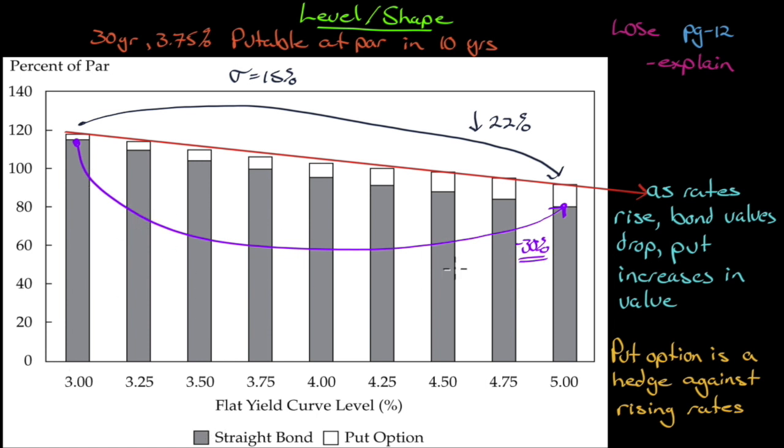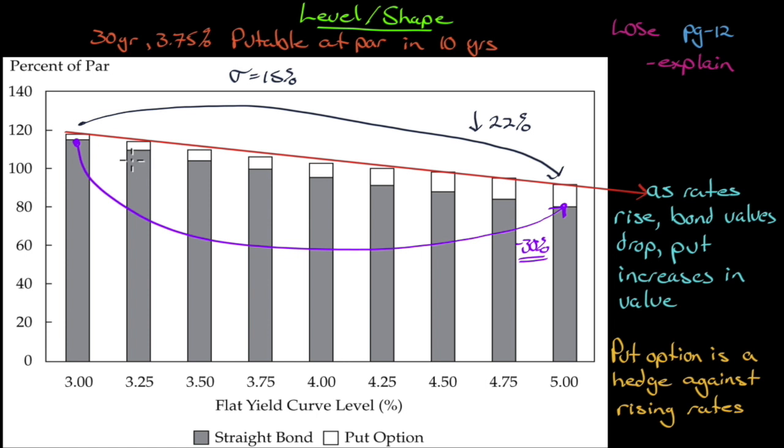We want to make sure we know how to read this chart, right? Rates are going from 3% flat to 5% flat. When rates go up, what happens to the price of a bond? Just a straight bond, it should drop, right? And does it drop? Yes, it does. Okay, so we understand what's going on here. In fact, from 3% to 5%, the value of the straight bond drops 30%.